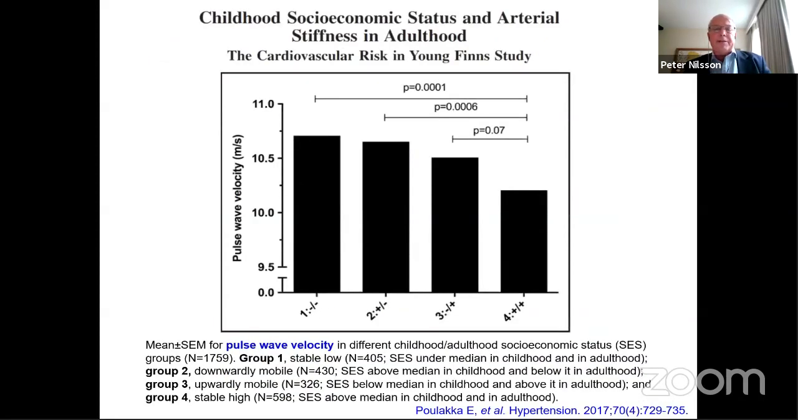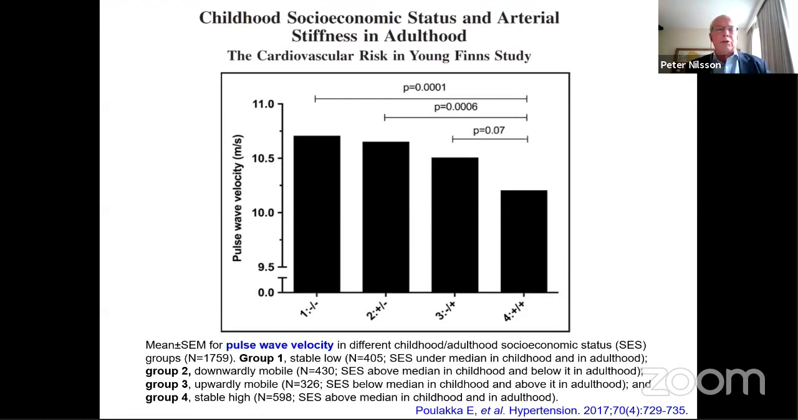Here is a study from Finland on pulse wave velocity development in relation to socioeconomic status, not only in childhood, but also in adult life. So in group 1, you see people with a low socioeconomic status in childhood, but also in adulthood. And for the other groups, you can read down yourself. So the worst condition here, socially speaking, is to have adverse social factors both in childhood and in adult life.